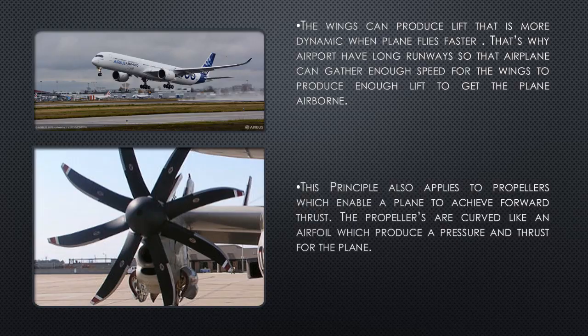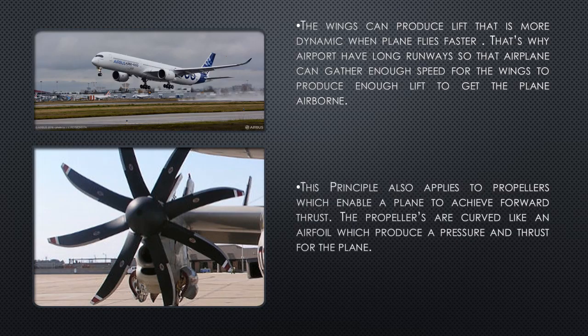These are the two examples depicting the lift of the aeroplane wing, and on the below side you can see the propellers of an aeroplane or the helicopter. The wings can produce more lift when the plane flies faster. That's why airports have long runways, so that the airplane can gather enough speed for its wings to produce enough lift to get the plane airborne, which means that it can lift up and leave the airport.